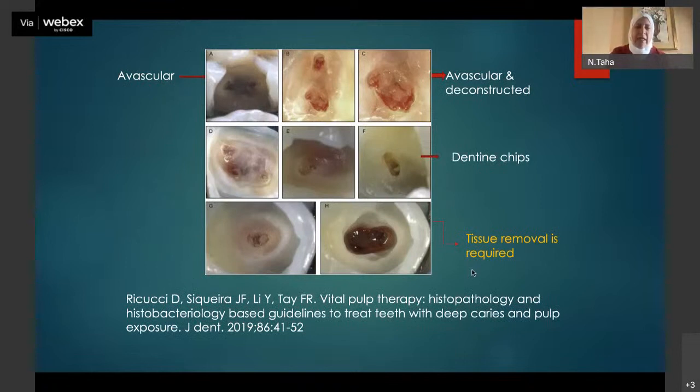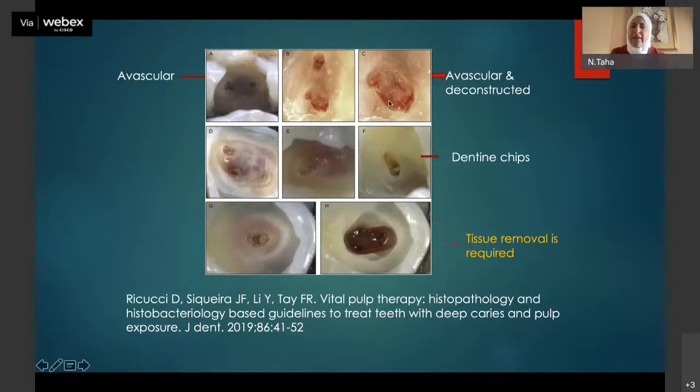This is just quoted from Ricucci et al. in 2019. After carious excavation, we should always assess the exposed pulp, and it's preferable if you have magnification, loupes or microscope, because you have to detect the avascular or deconstruction areas like in this, or if you have dentine chips embedded in the exposure site, then tissue removal is required. You can't simply cap this clinical appearance. Deconstruction, debris, you have to remove part of the pulp, either in partial pulpotomy and assess again, or full pulpotomy, but you can't cap such exposure.